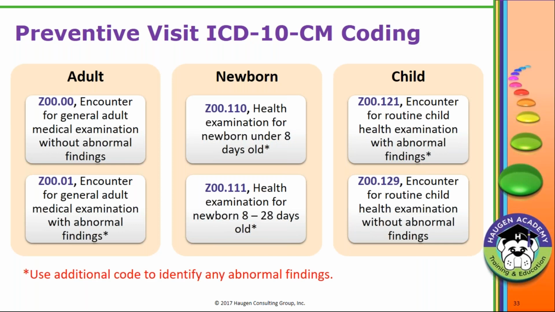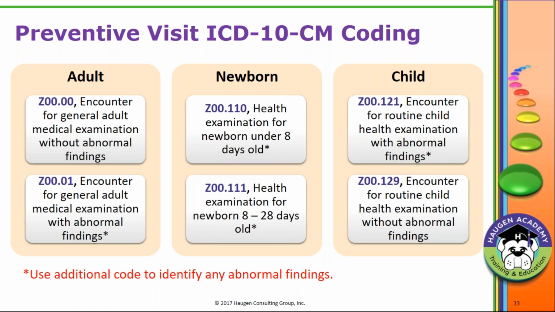Okay, let's move on to ICD-10 coding. For your preventive medicine visit, these are kind of your options. ICD-10 breaks out the age of the patients in these encounters for preventive visits. So we have adults, and that can be without abnormal findings or with abnormal findings. And then we have newborn, and that's going to be under 8 days old or 8 to 28 days old. And then we have child, and that's going to be with or without abnormal findings as well. And any of the codes that say with abnormal findings, the ICD-10 book does instruct you to use an additional code to identify those abnormal findings.